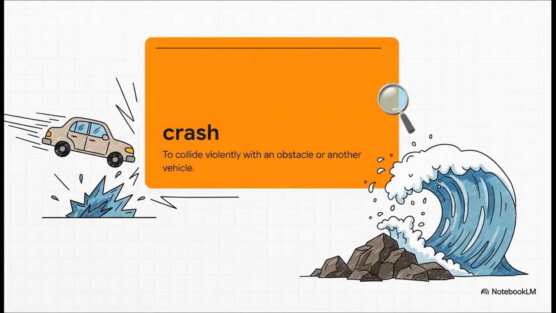Okay, ready to continue? Our next word is crash. Now, crash can be a noun or a verb, and it describes a really violent collision. You can have a car crash, of course, but notice the example here, it's also used for other powerful things. We say that waves crash against the rocks. The key idea is always a loud, forceful impact.